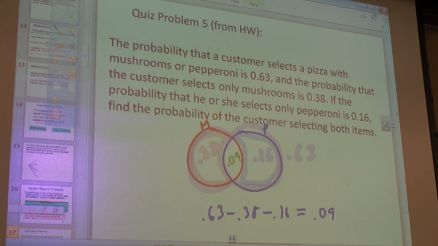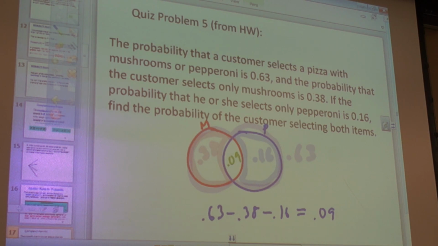Oh, I was just going to say, how come you don't add mushrooms and pepperoni to find 0.54? You can do that. It's the same thing. You could have added those and subtracted from 0.63, you still get 0.09. Either way, I just didn't want to do another step of adding. I just wanted to subtract twice. So you totally could have done it that way. This is 54%. Right, 0.38 plus 0.16. So you could just subtract them all at once in one swoop. You could totally do that.